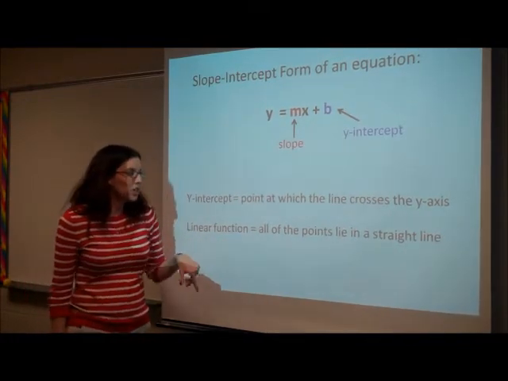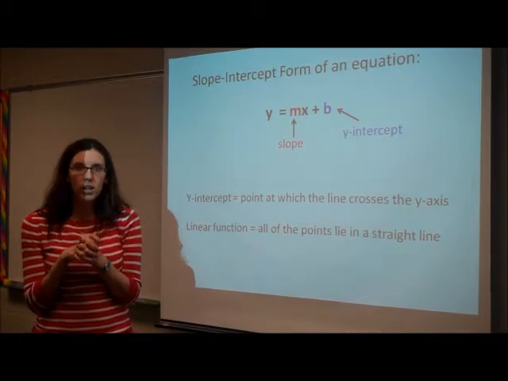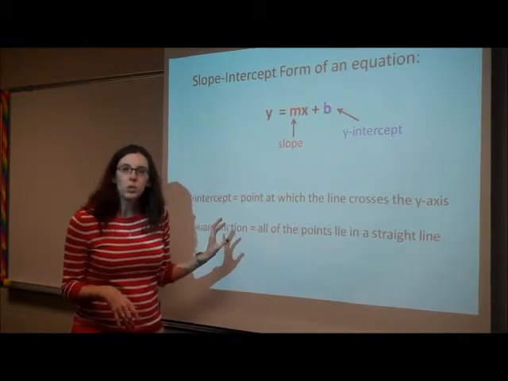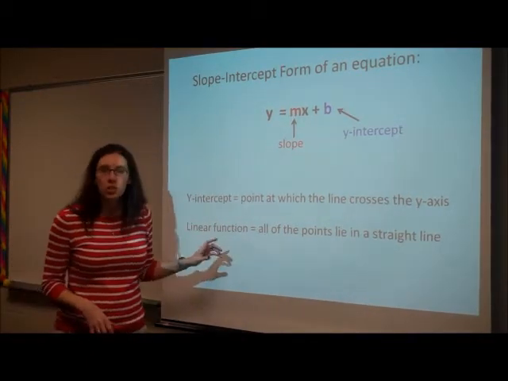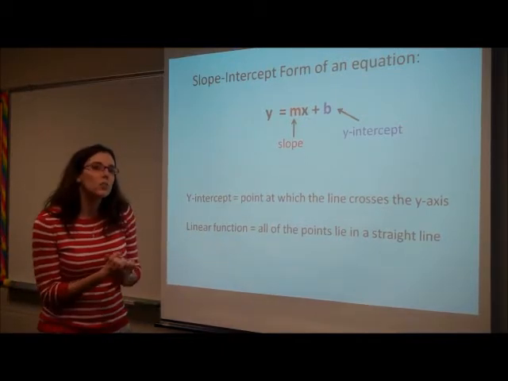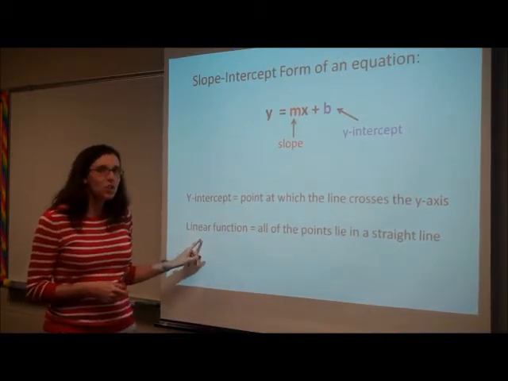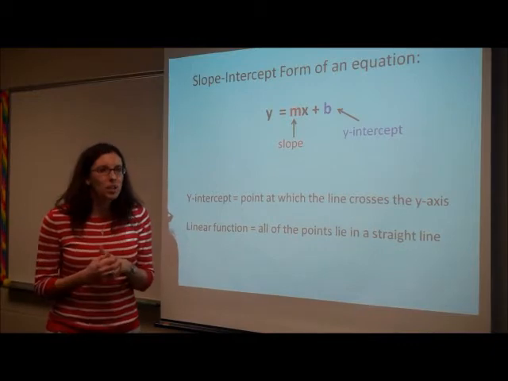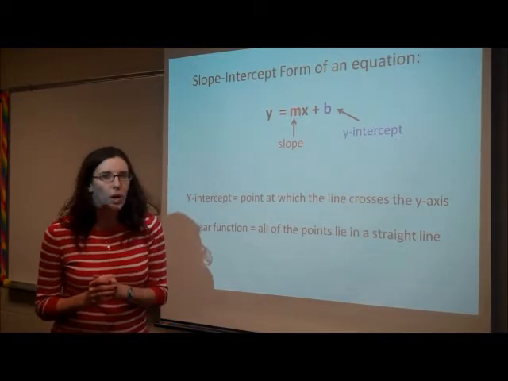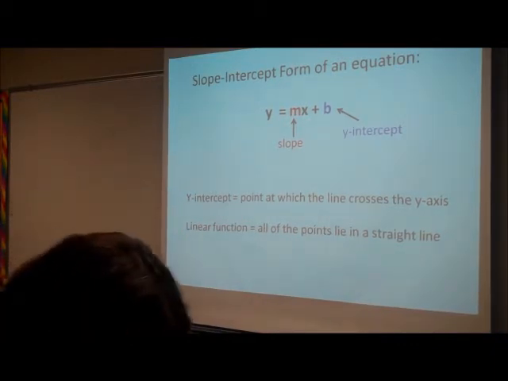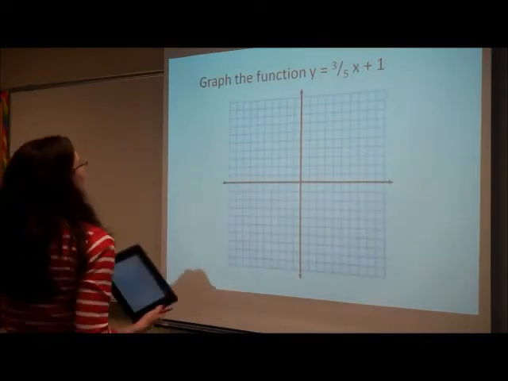A linear function is when all of the points lie in a straight line. Most of the ones that we're going to be doing right now are linear functions. If you graph those points and they're not in a straight line, you may want to go back and check and see if you did something wrong, okay? So let's look at a couple examples.